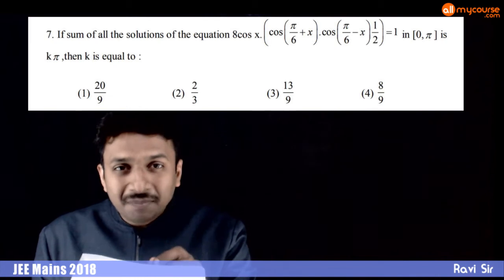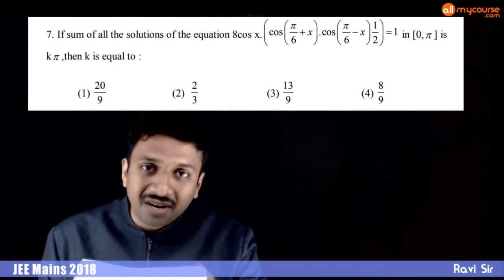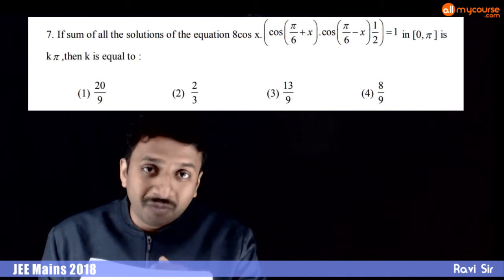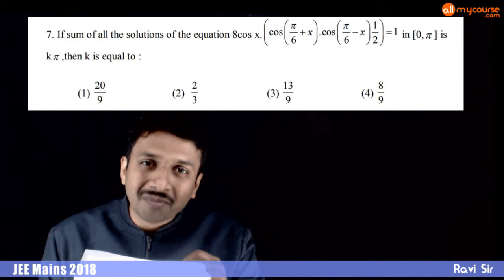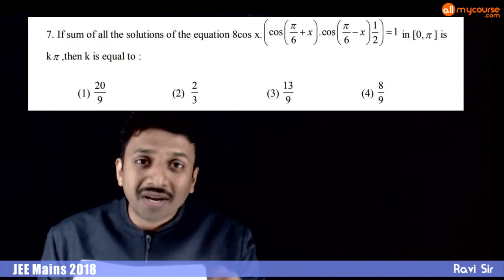It is a bit of a manipulative question. You need to use the formulas that you have learned in trigonometry, the 2 cos A cos B formulas, and you need some more manipulations as you go forward. So once you do all those, you get 13/9 as the answer.